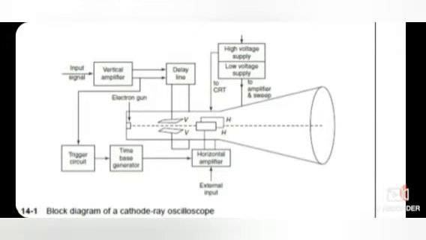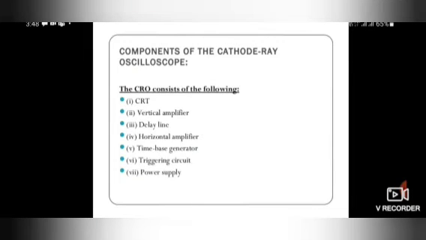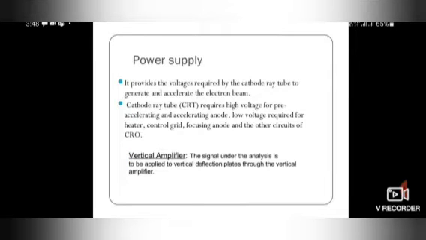CRT is the main part of the CRO. The components of the cathode ray oscilloscope are CRT, the main part of the CRO, then vertical amplifier, delay line, horizontal amplifier, time-based generator, triggering circuit and power supply. We will see them one by one. First one is the power supply.